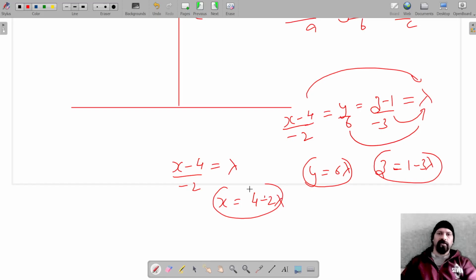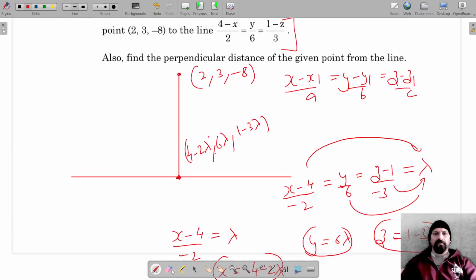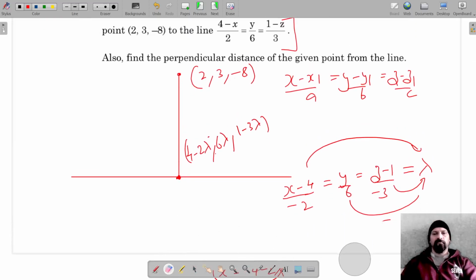And let's say for some value of lambda, this is the coordinates of the foot of the perpendicular. So the coordinates of the foot of the perpendicular are, let's say, (4 minus 2 lambda, 6 lambda, 1 minus 3 lambda) for some value of lambda. So we have got the coordinates of the foot of the perpendicular for some value of lambda.